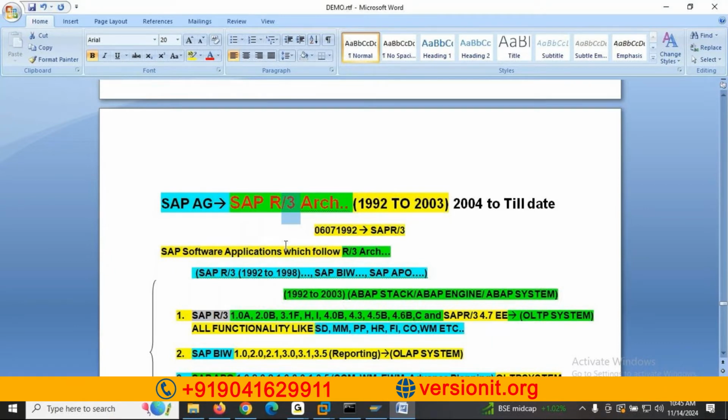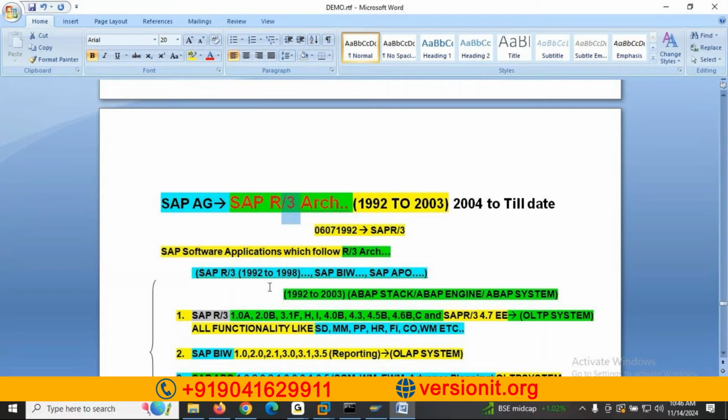comprises of a presentation tier, which we call as SAP GUI.